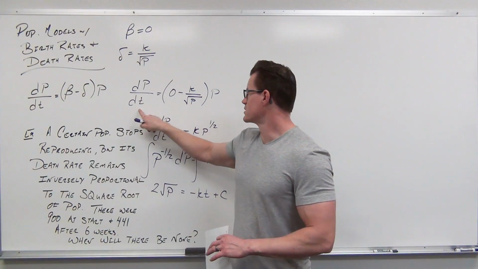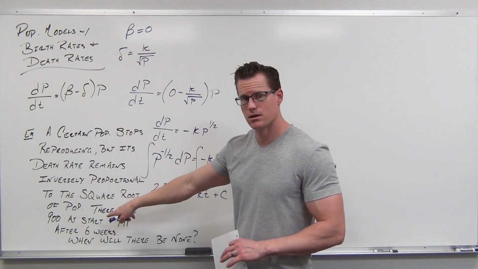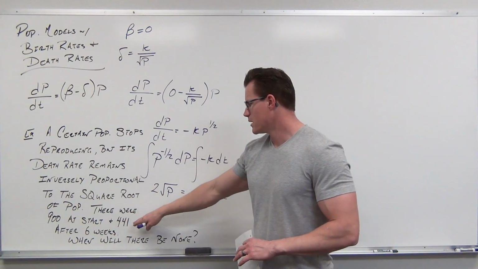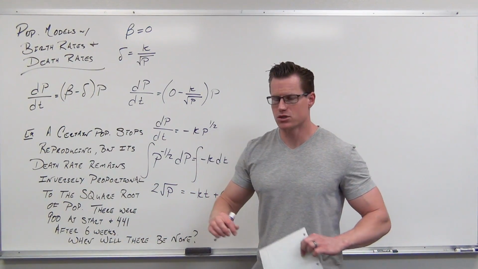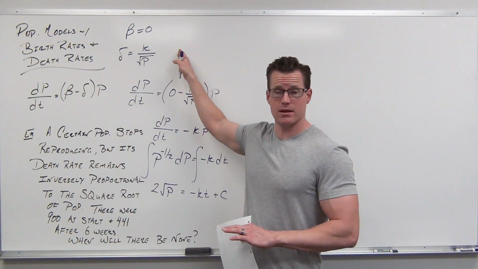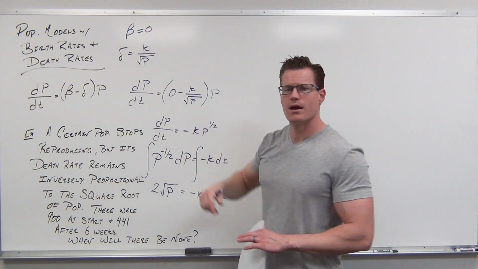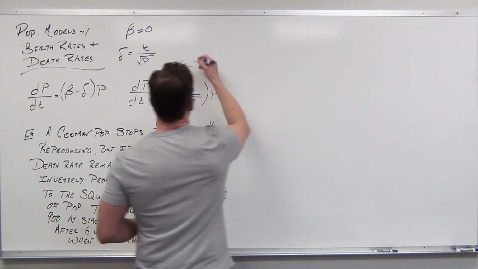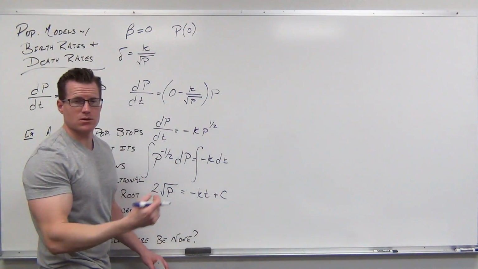What we do know is that our initial population was 900 at time 0, and we know that there were 441 after 6 weeks. So that's something that we really should write down. And I did all this work first, but you might want to consider writing it up here first. So in hindsight, I would say find your birth rate, find your death rate, find an initial condition. So what happens at time 0?